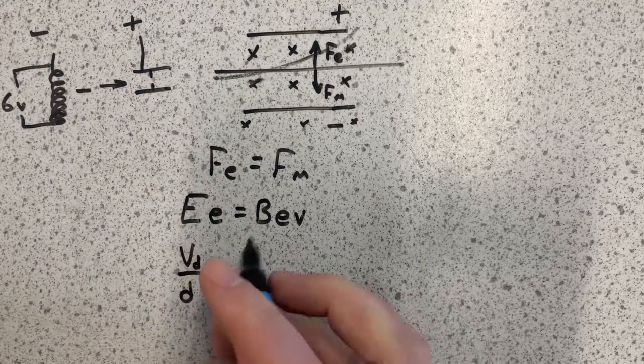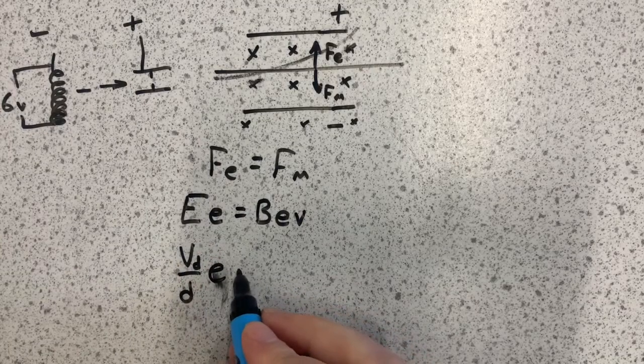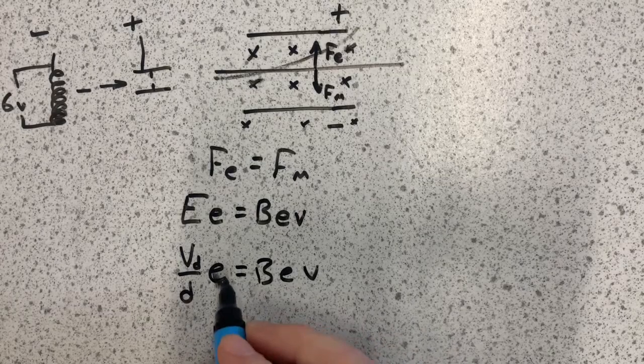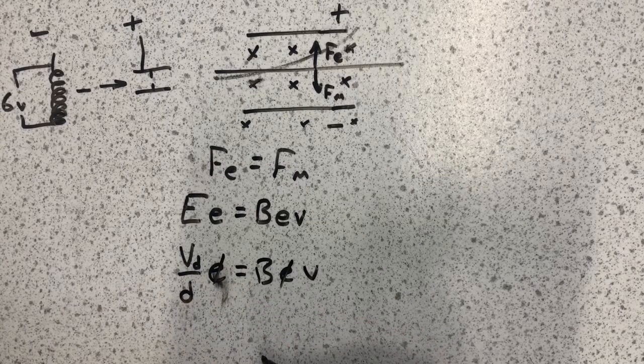And I've got this E here for the charge on an electron. It's equal to magnetic flux density times charge on an electron times the velocity. And you'll notice that actually the charge on an electron just cancels. So we can't use this to find the charge on an electron.